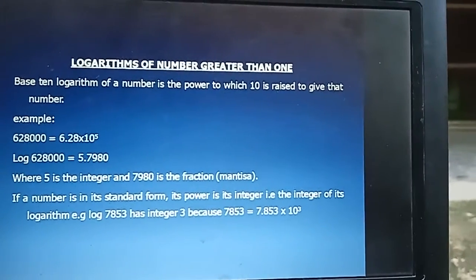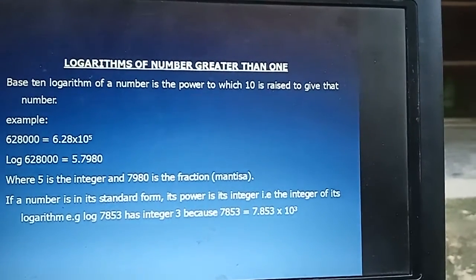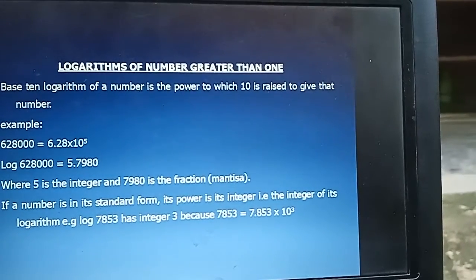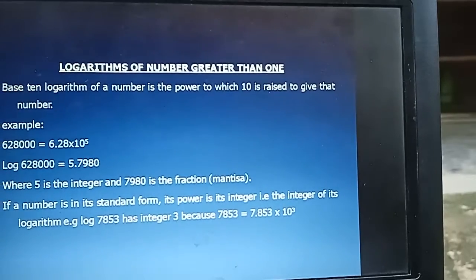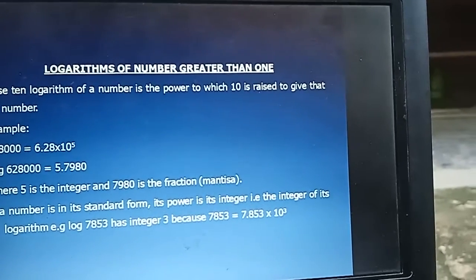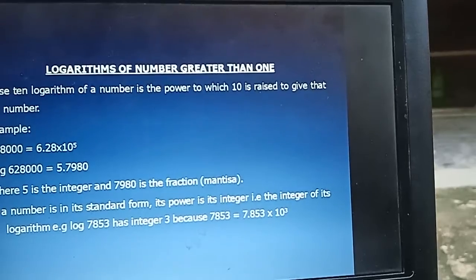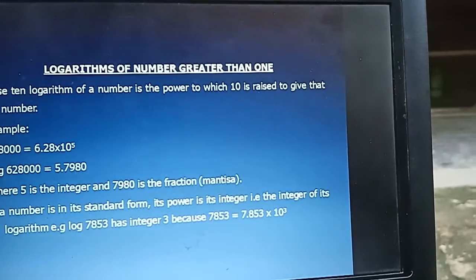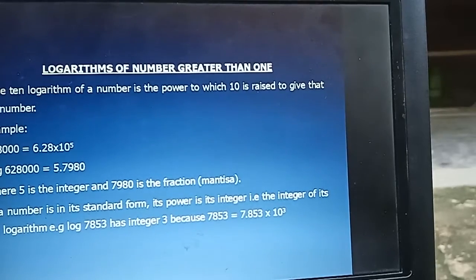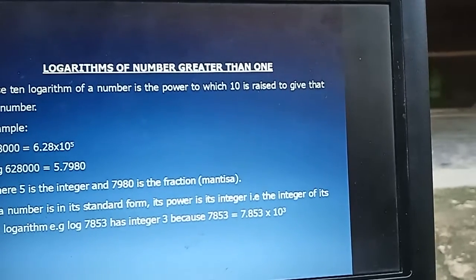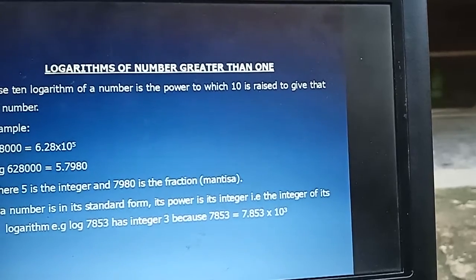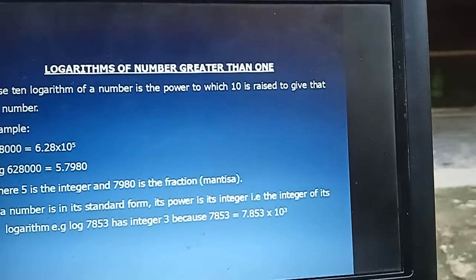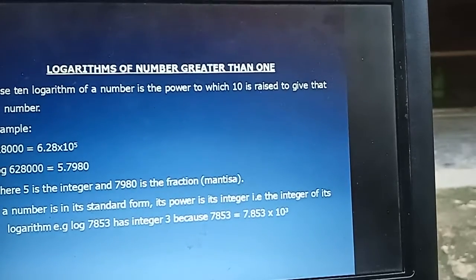So, from here we are going to move into logarithm of numbers greater than 1. We have logarithm greater than 1 and logarithm less than 1. When you say logarithm greater than 1, as you see here, base 10, the logarithm of a number is the power to which 10 is raised to give that number. You see some examples here under logarithm greater than 1. We have numbers like 2, 3, 4, any number greater than 1 up to 10.